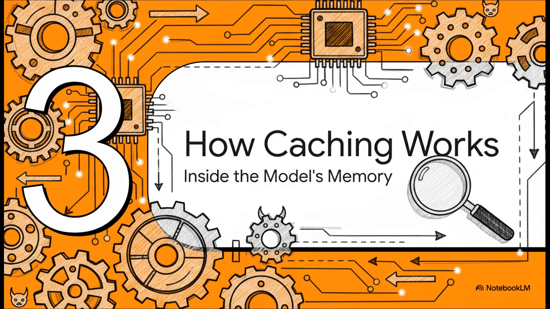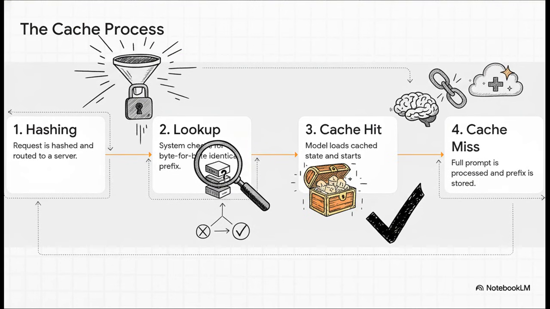So how does this actually work? Let's pop the hood for a second and see how the system decides whether to use that cache or just start from scratch. It's a pretty logical process, but the secret is all in the details. Okay, so here's the four-step dance. Your request comes in, the API hashes it and sends it to a server that might have a match. Then it looks for that match. If it finds one, boom, cache hit. The model loads the state and gets to work. If not, it's a cache miss. But the cool part is, it then processes the full prompt and stores that prefix for the next time.